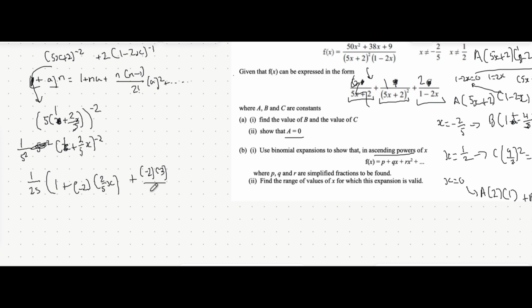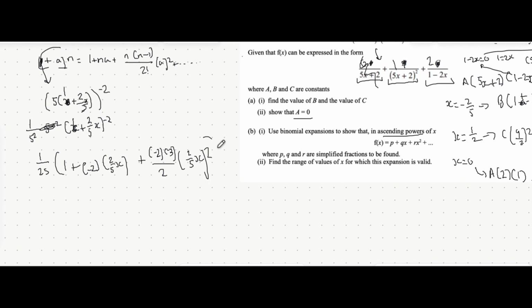Factorial just means you're multiplying by all the numbers, starting from that number back down to 1. For example, 2 factorial is 2 times 1, which is 2. A again is 2 over 5x, and this time all squared. And then close the big brackets that we started.